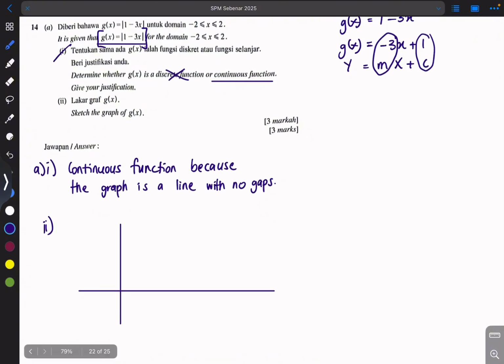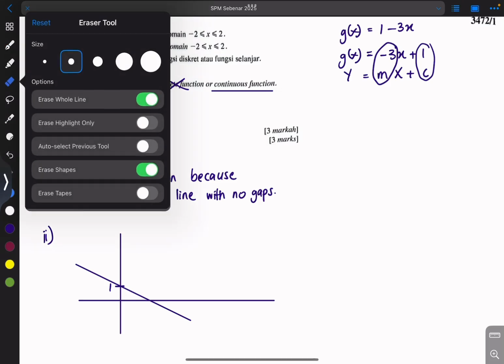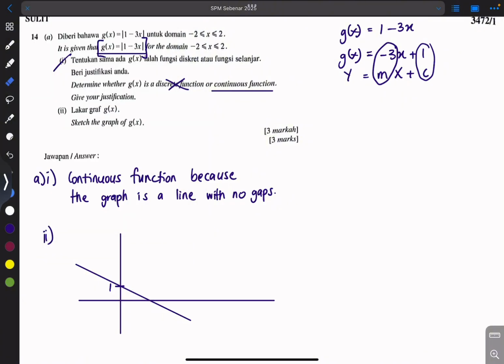Okay. So now it'll be a bit easier to draw because we know the gradient is negative, so the line must go down. And the y-intercept is 1, so it has to cut the y-axis at 1. So this will be our graph without the modulus. Now we can easily change it into the modulus graph by erasing the whole line. Okay, so we erase this and then we just flip it up. Something like that.